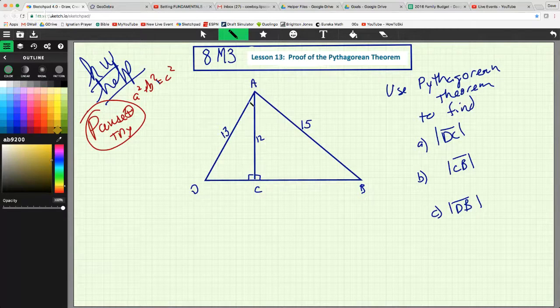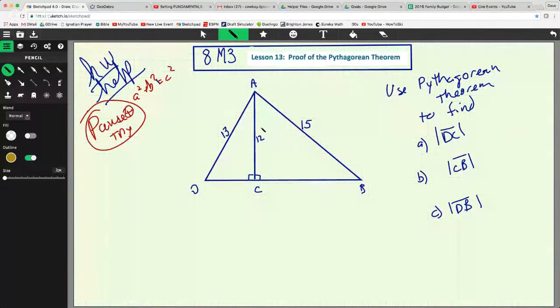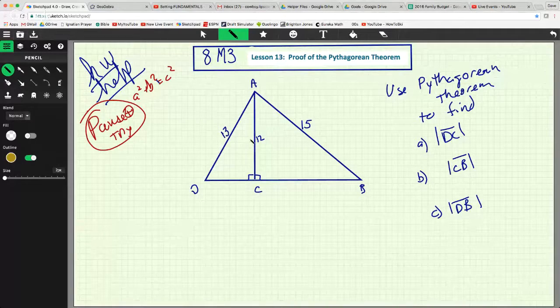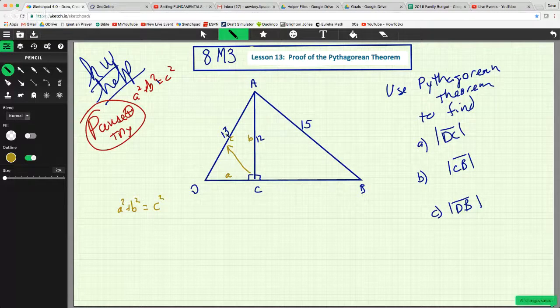So let's look first just at the triangle on this side. And so what's our A, our B, and our C? Our A is one of our legs. B is our other leg, and C is the side opposite the right angle. So let's write our numbers. Our C is 13, our B is 12, and our A we don't know.